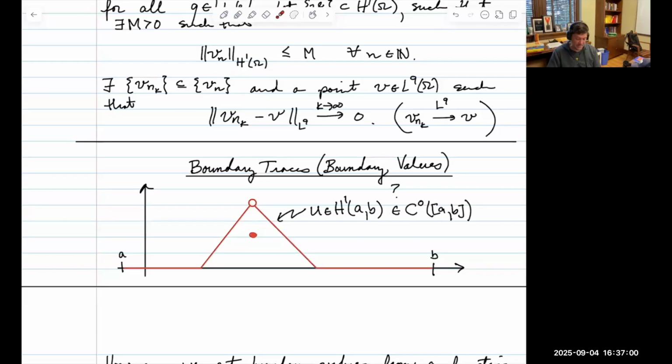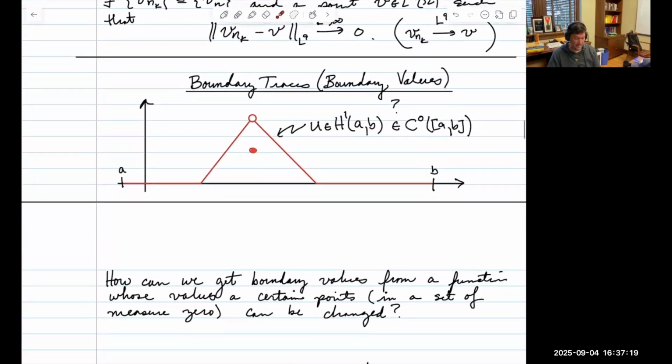But this containment means that there's a member of the equivalence class which is ultimately a continuous function. So boundary values, or values at any point in space, make sense. Again, at any point in the domain of definition of the function on AB, the values at that point make sense.